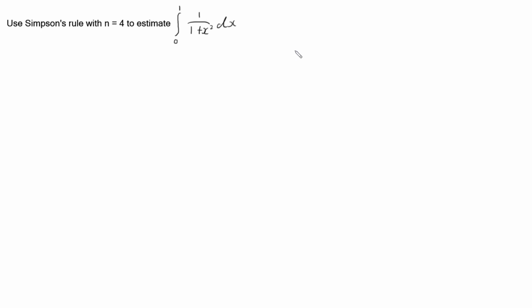Hi, in this video I'm looking at using Simpson's rule to estimate the integral of 1 on 1 plus x squared with respect to x between 0 and 1, and I'm going to use n equals 4. So that means I'm going to have 4 slices.